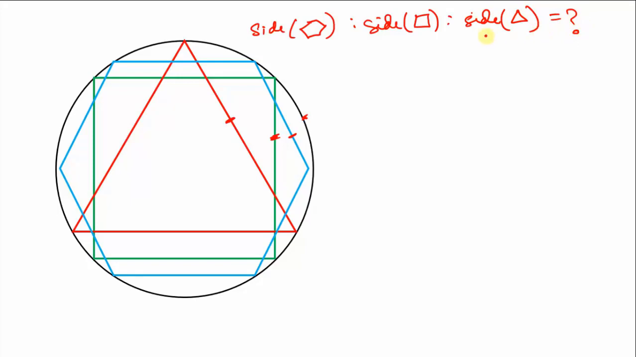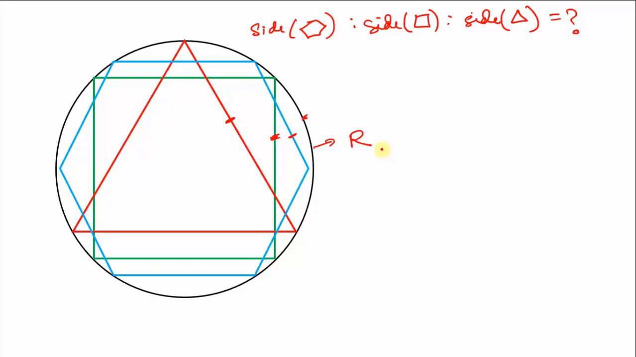What is common between the hexagon, the square and the triangle? That they are all inscribed in the circle. The circle relates them all. So we'll start with taking the radius of this circle as r, and then we'll get each of these sides in terms of r, thereby relating them.